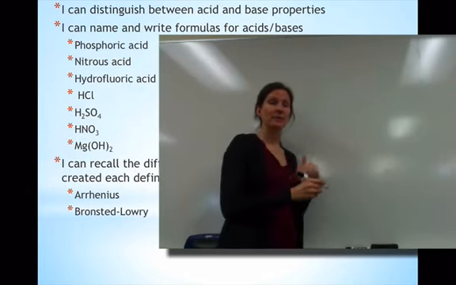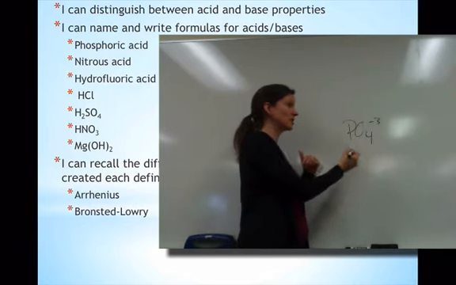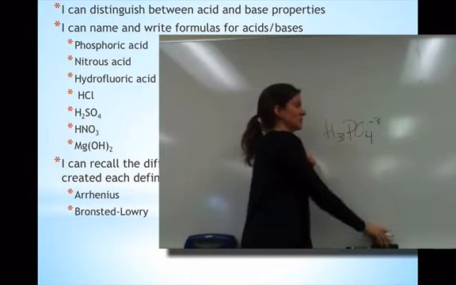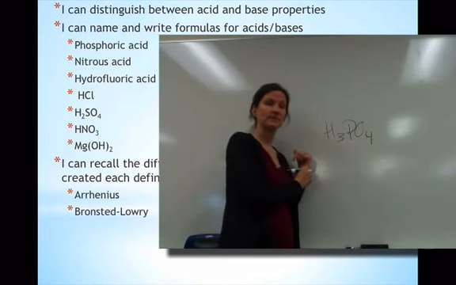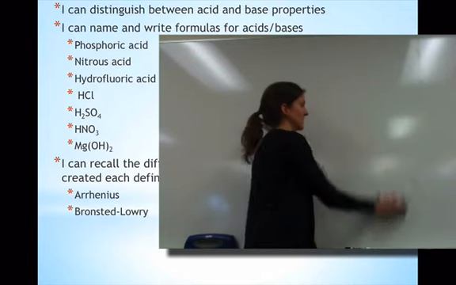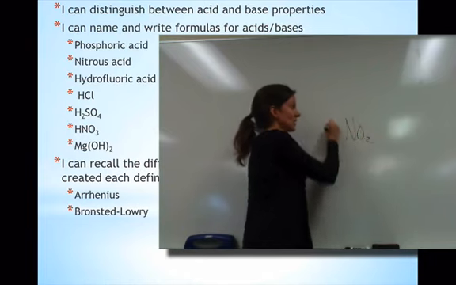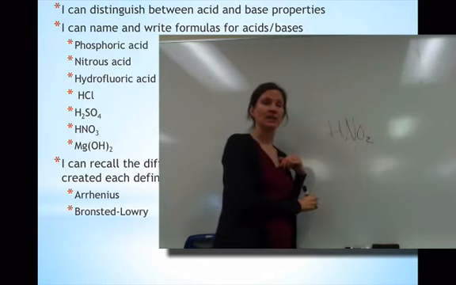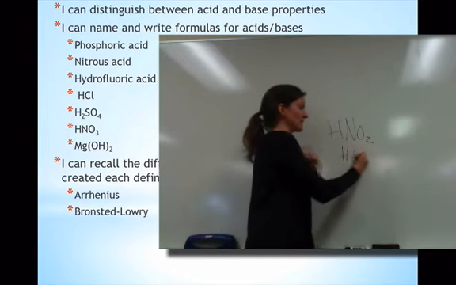Phosphoric acid came from phosphate, so PO4 with a minus 3 charge. So then I need 3 hydrogens to balance that out for phosphoric acid. Nitrous acid, nitrous came from nitrite, which is NO2. It's a -1, so you need 1 hydrogen. Hydrofluoric is the hydro from the periodic table, so HF.